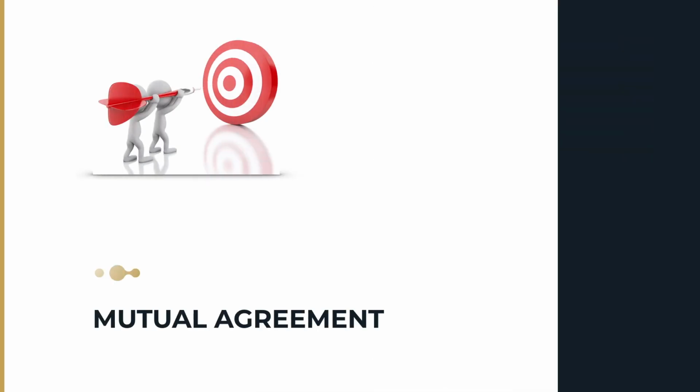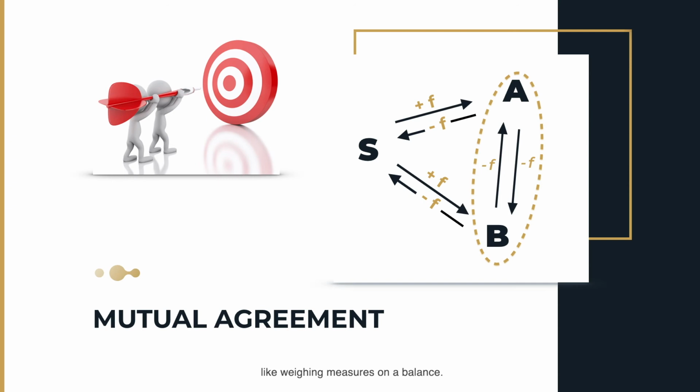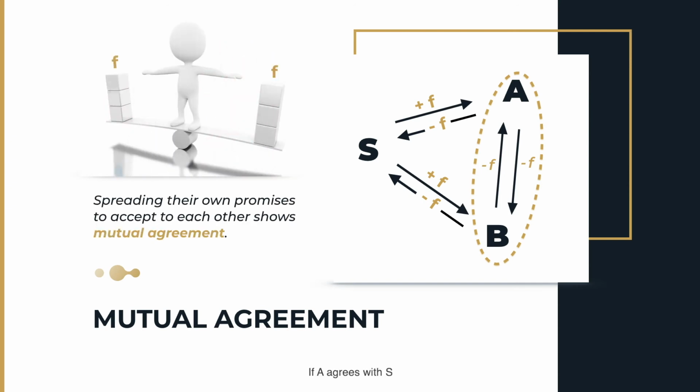Agreement is a kind of equilibrium, like weighing measures on a balance. If A agrees with S and B agrees with S, then A surely agrees with B. But this is only precise if all agents are completely reliable. There's no noise, no misunderstandings. Through a faithful intermediary, knowledge can be passed on, A to B to C, but it can't be verified unless there's also a direct contact between A and C, as in the figure.